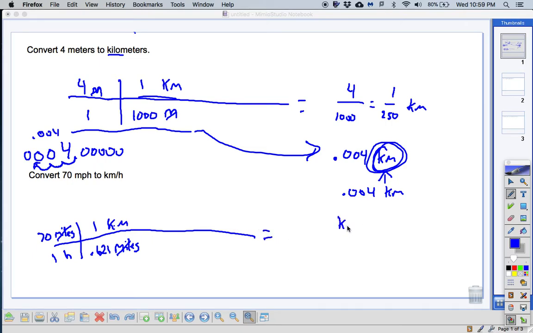So our answer is going to be in kilometers on the top and hours on the bottom. And now we're going to multiply. 7 times 1 is 70. And on the bottom, 1 times 0.621 is 0.621. And now you simply grab a calculator and you actually are going to do that division. So I'm going to do it really quickly on my calculator. And when I do 70 divided by 0.621, I get 112.7. So this is approximately 112.7 kilometers per hour. So if you're on the highway driving 70 miles an hour and you're at a country that uses kilometers, you'd be doing about 112 kilometers per hour.